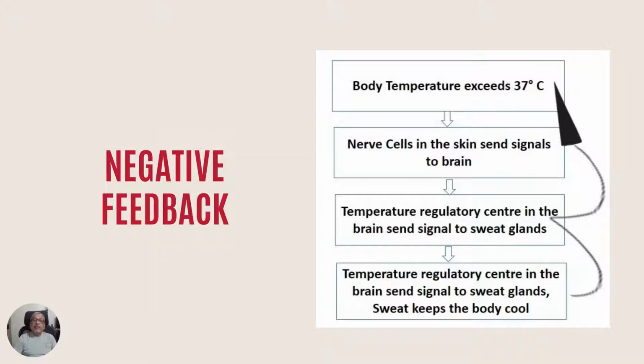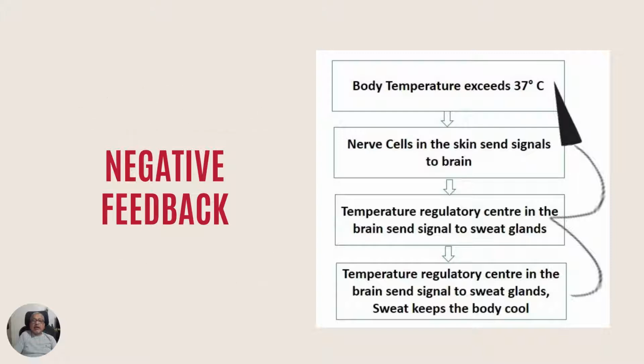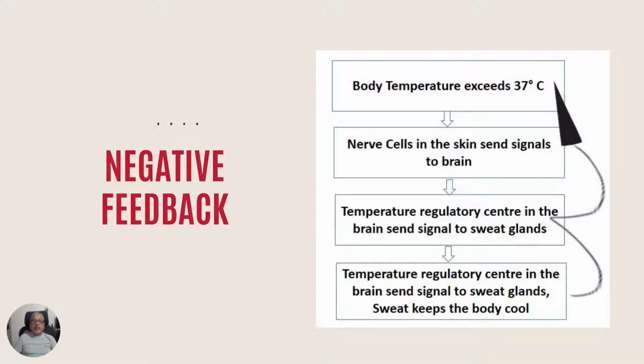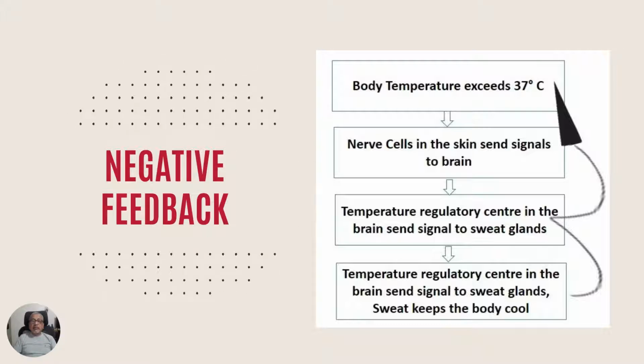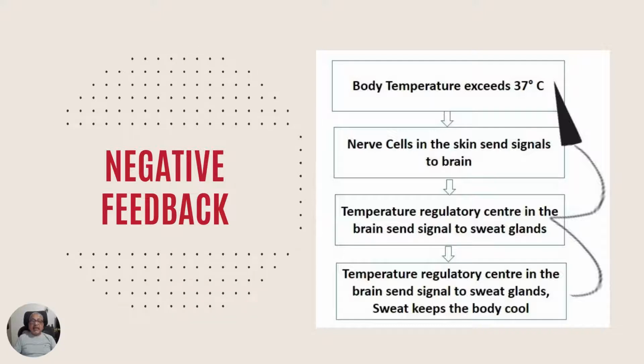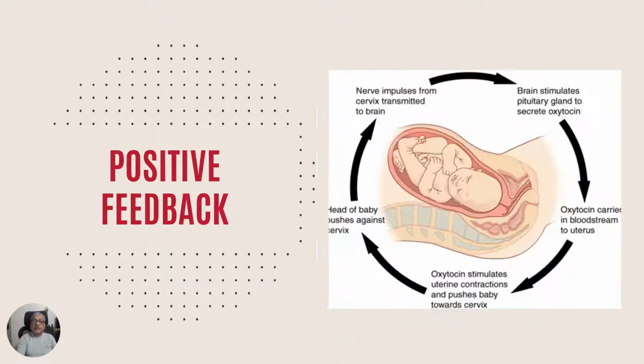Now, negative feedback. Suppose body temperature exceeds 37 degrees centigrade, the nerve cells in the skin send a signal to our brain of this increased temperature. And temperature is regulated in the temperature regulatory center in the brain. They send a signal to the sweat glands, and then the sweat glands produce sweat. And thereby the body temperature comes down, and that is how the negative feedback mechanism works.